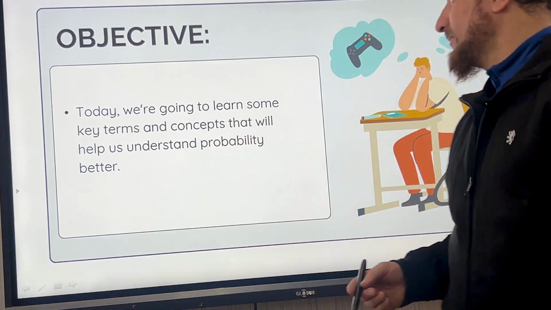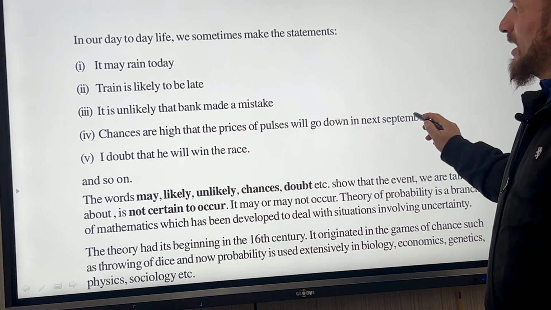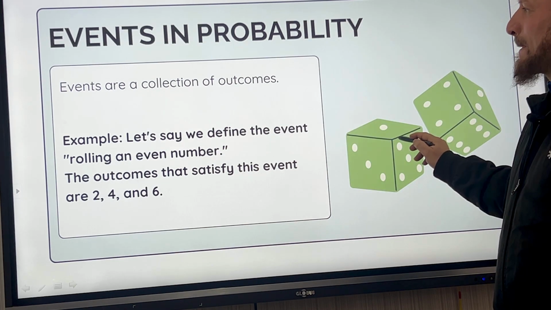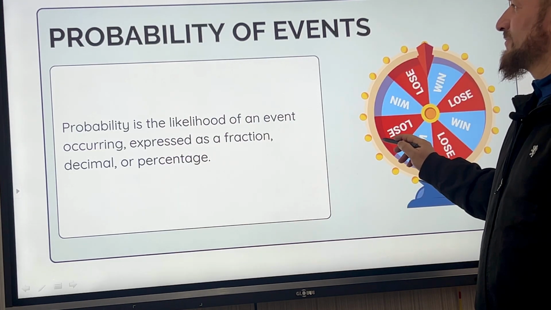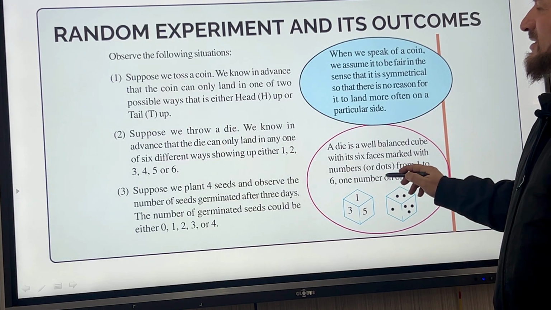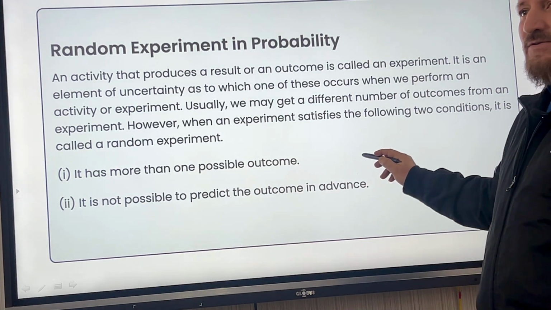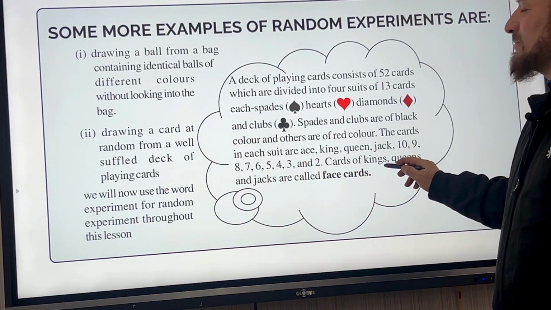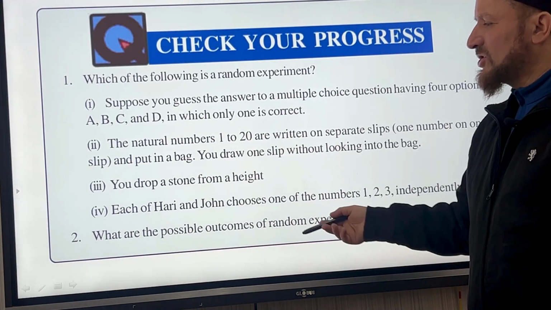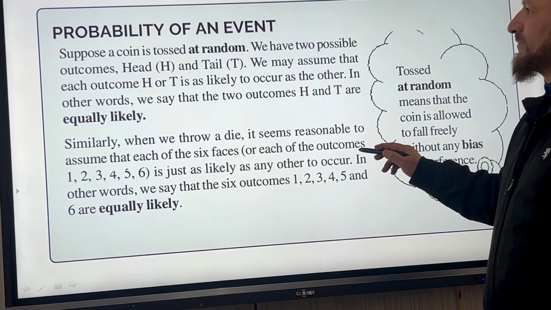Okay. We had done the objectives. We had done the what's probability. What is probability? We have seen it, right? Key terms, events, probability of events, calculating probability, probability of winning. This is done. This is done. Random experiment we have done, right? There are some more examples of random experiments. We have done this thing also. We have done the check your progress also. Okay? We have done all this, isn't it?